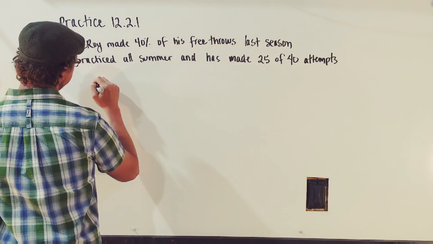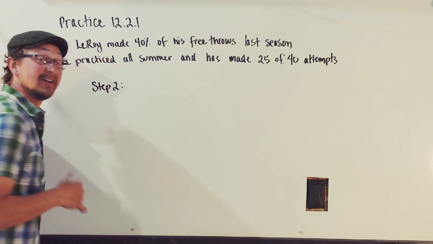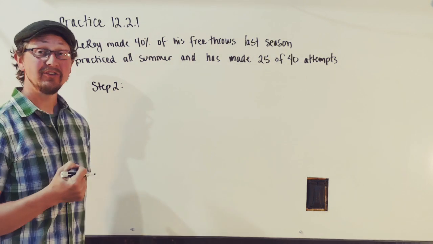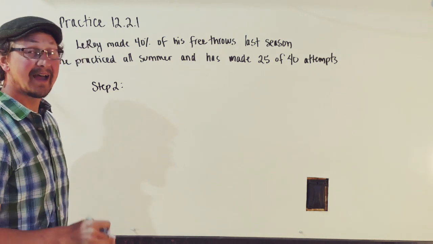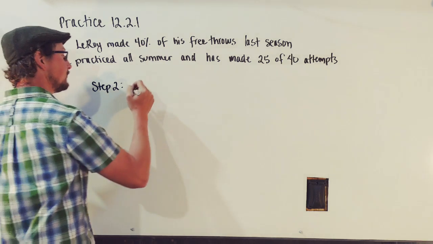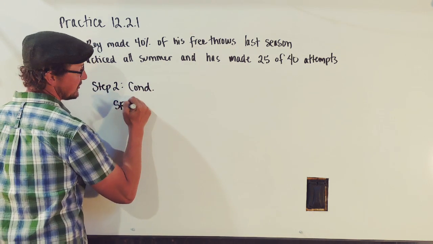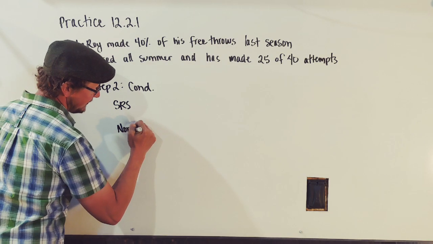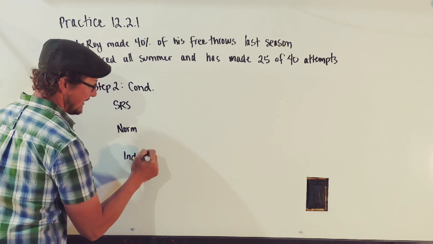Step two. Step two is our conditions, and we know from previous videos that the conditions in a proportion problem, while the same, are tweaked a little bit as compared to that of a mean problem. So we still need to establish whether it's a simple random sample or not, if we have normality, and if this is independent.